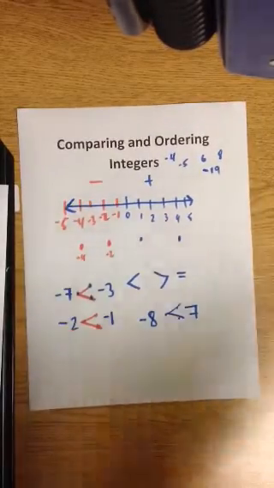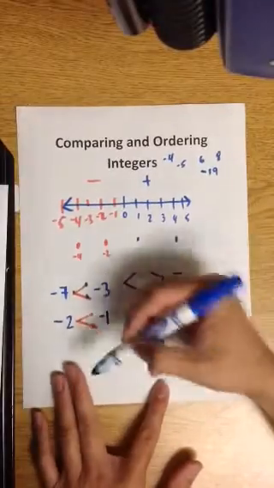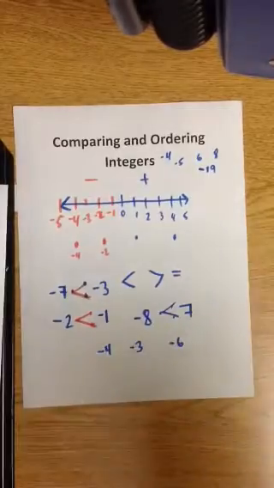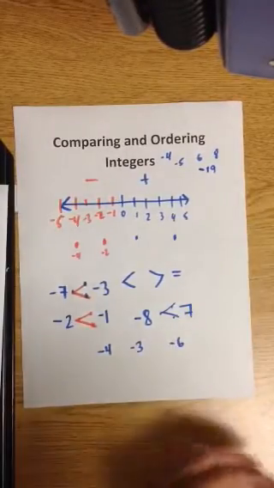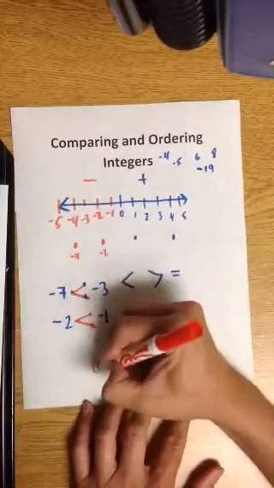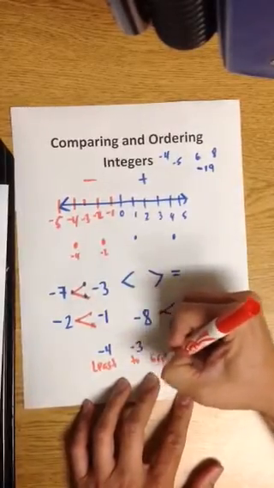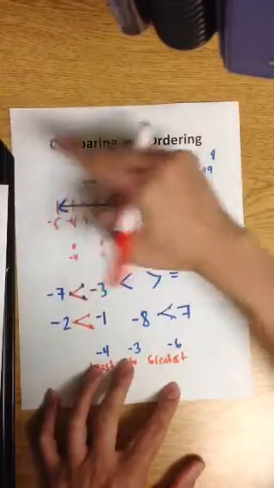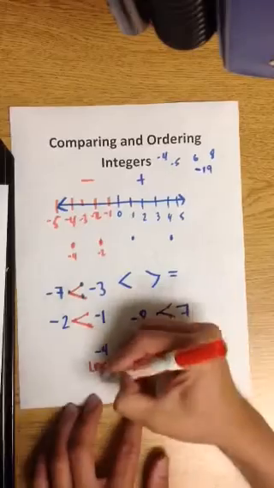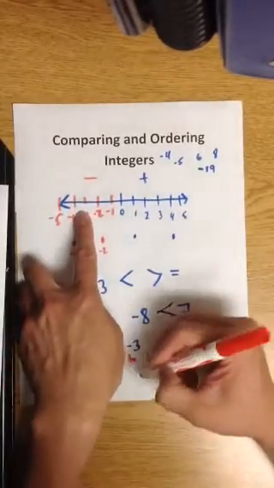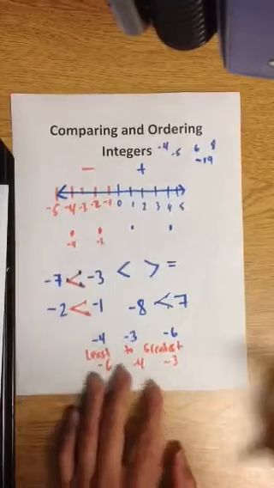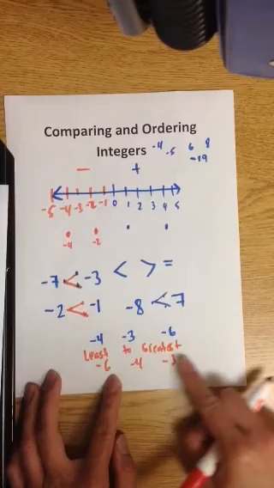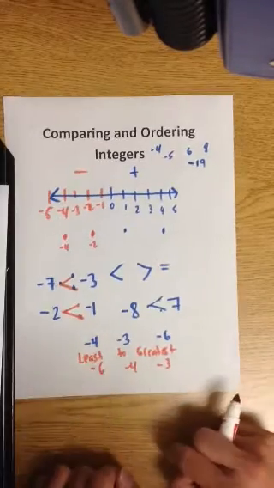And so now let's make it a little harder. What if you have 3 numbers that you have to compare? For example, -4, -3, -6. Can you put these from, let's do least to greatest. The smallest number means all the way to the far left side. That would be -6. Then it'll be -4. Then it'll be -3. So the least thing I want in my life is 6 negative friends. Then 4 negative friends. Then 3 negative friends.